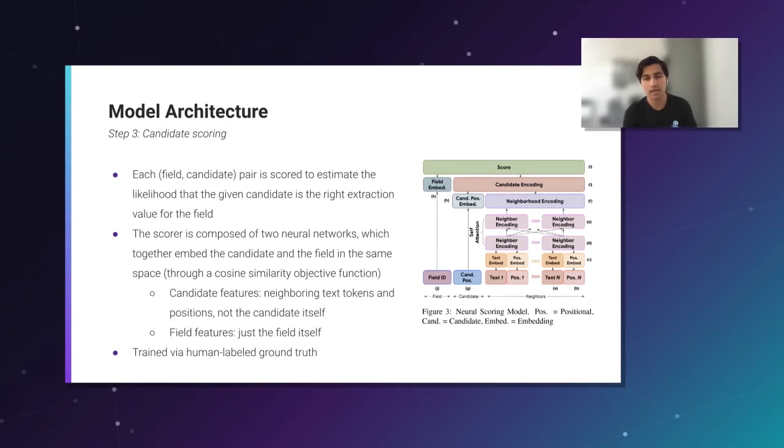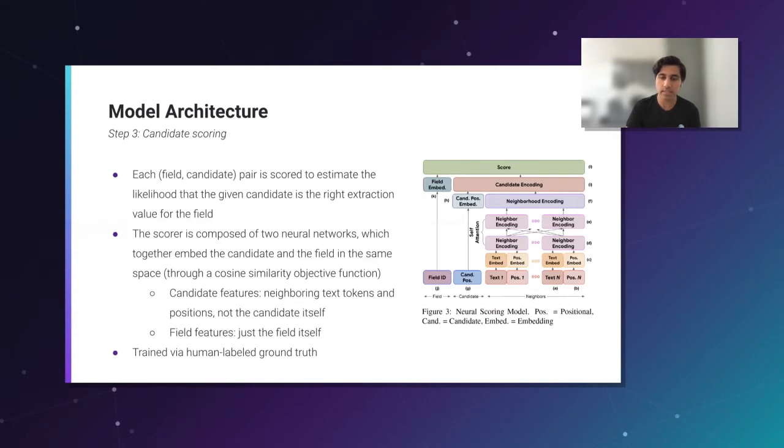for the field. So this is probably the most interesting technical part of the paper, how you might score this and how you might create an interesting mechanism that allows you to associate the right candidate with the right field. And so the scoring system is comprised of two neural networks, which together embed the candidate and the field in the same space using a cosine similarity objective function.